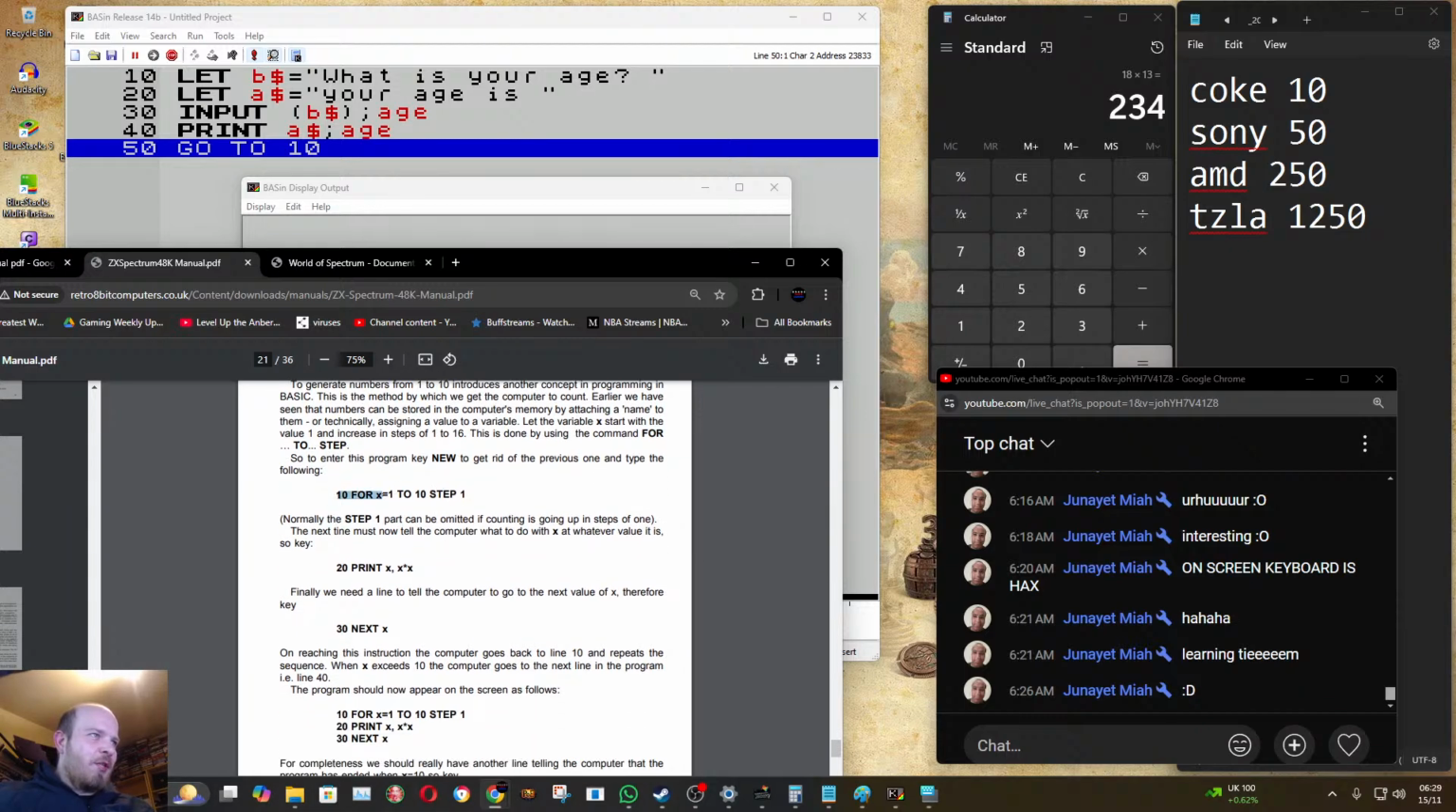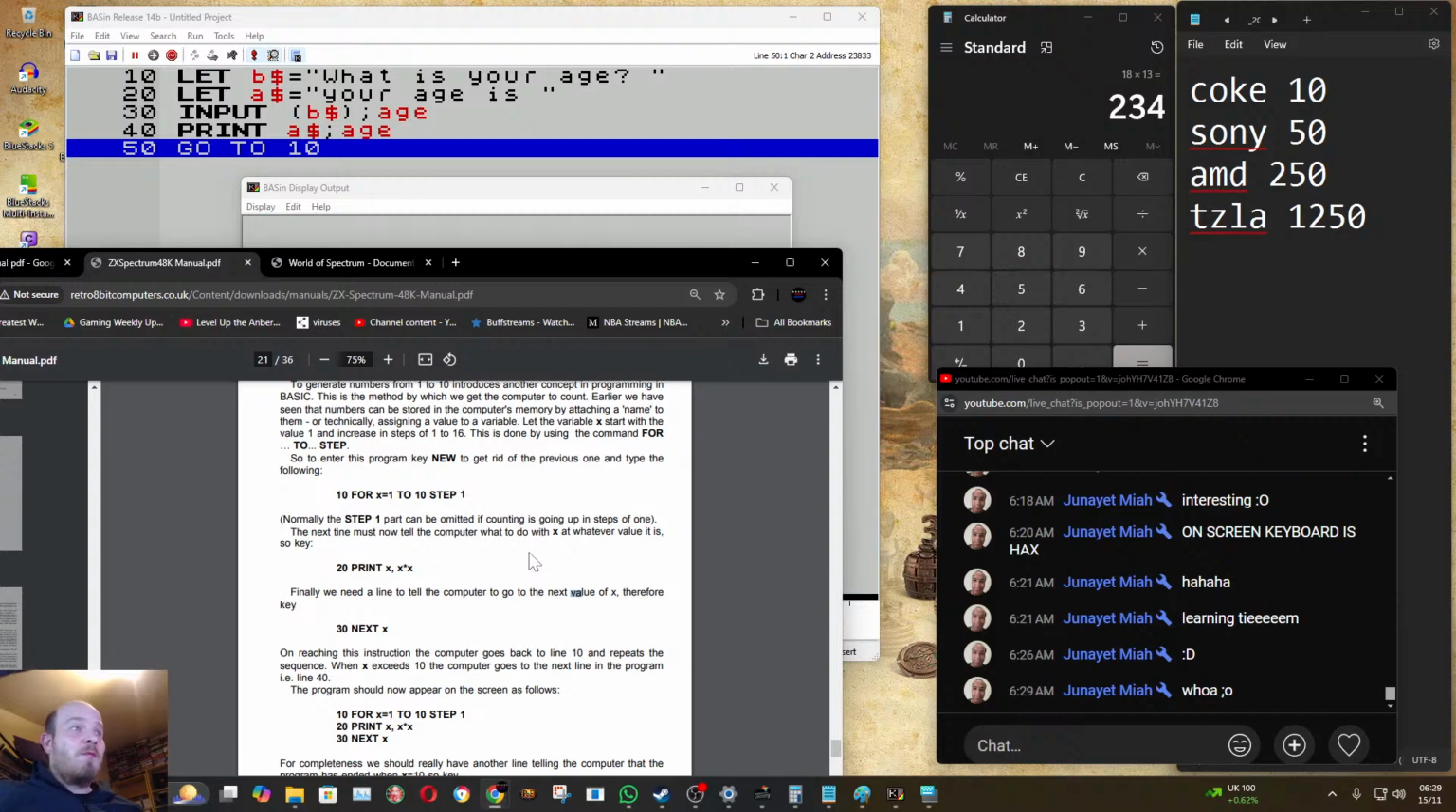See, this is what I was showing earlier. For X equals 1 to 10, step 1. Step 1 is usually omitted if counting in steps of 1. So we learned something, Mia, right? That's what we wanted to know. So why was it giving me steps of 16 working out the colors when there's only 7 colors available, right?